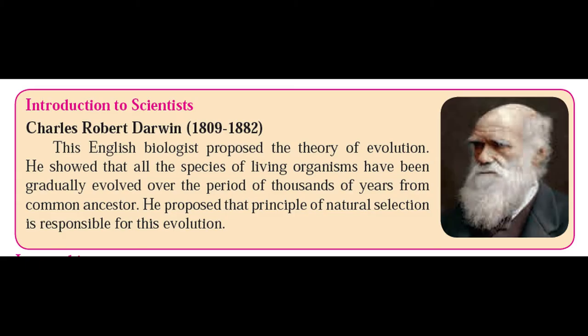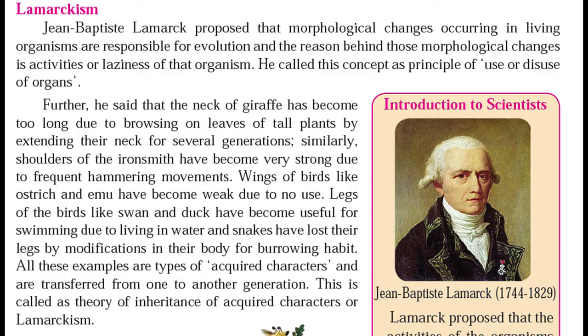Few points about Charles Robert Darwin. He was born in 1809 and he died in 1882. He was an English biologist and he proposed theory of evolution, that is natural selection. He showed that all the species of living organisms have been gradually evolved over a period of thousands of years from common ancestor. He proposed that principle of natural selection is responsible for this evolution.